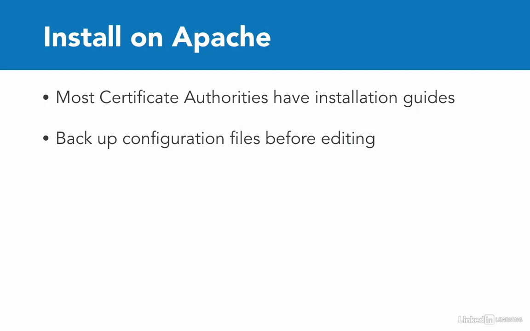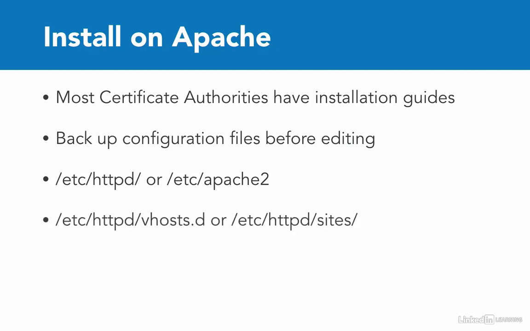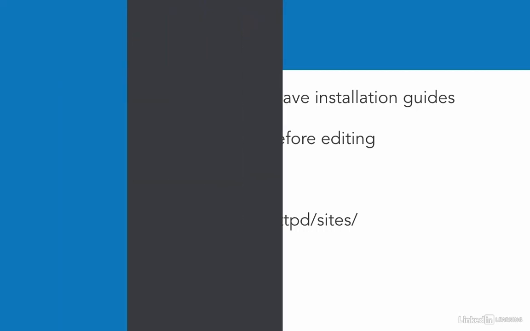Depending on which version of Apache you have and how you have it configured, those configuration files might be in several different places. The most common are to have it inside the etc directory, in a directory called httpd, or a directory called Apache 2. It's also very common to break up the configuration for different sites into different virtual host files and to store each of those files separately, and those might be in a directory called vhost.d or sites. So you could look for them there. Once you find the file, make a backup, and then you can start editing.